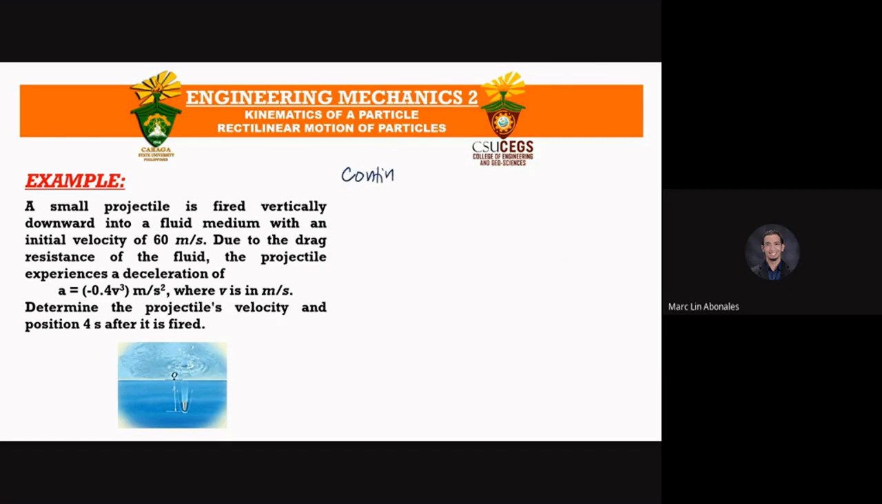So again, that was ds is equal to dv over negative 0.4 v squared. How do we solve this? The same as the first one earlier. It is using integration, since what we are finding is the position, and the position here is a differential, ds. So we need to integrate this to determine the projectile's position 4 seconds after it is fired.